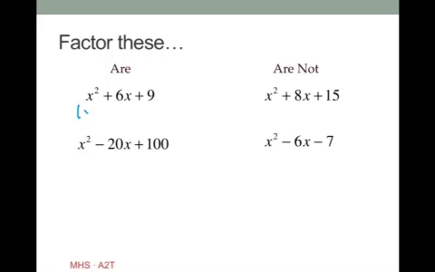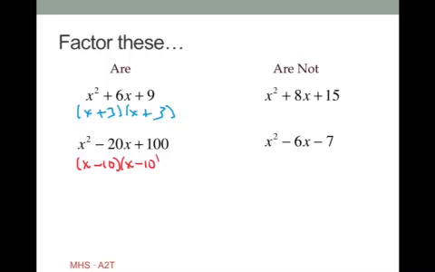Okay, so let's take a look. If we factor this, what multiplies to 9 and adds to 6? 3. So you get x plus 3 times x plus 3. Or you get a perfect square. A perfect square factor. Does that make sense? x plus 3 times x plus 3. What about the one on the lower left? What's that one going to be? x minus 10 times x minus 10.